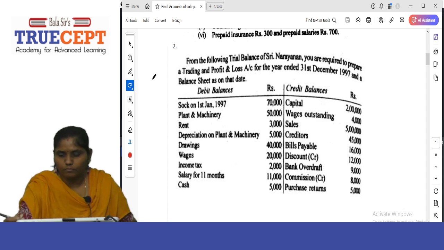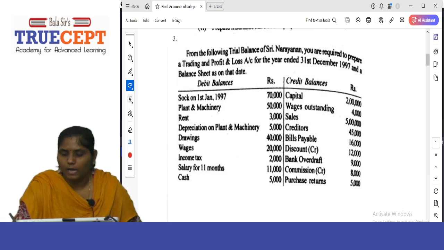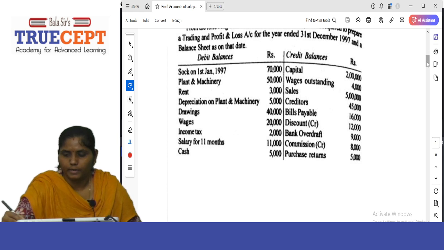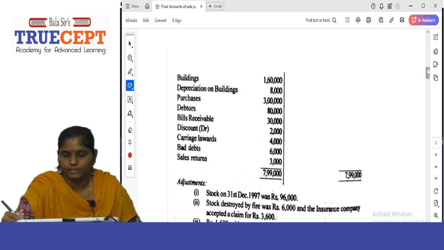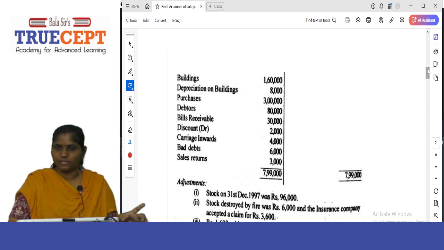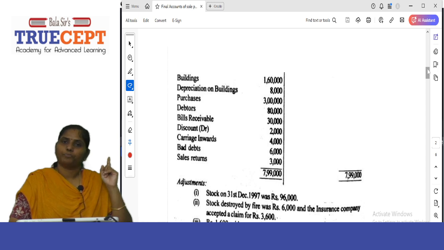Cash. Cash is what? An asset in the balance sheet. Next, you have on the debit side buildings. Again, it is what? An asset in the balance sheet. Depreciation on building. We just discussed. Depreciation given inside the trial balance will only appear in the profit and loss account. It will not come in the balance sheet. Then comes purchases, 3 lakh. Where will it go? Trading account, debit side.